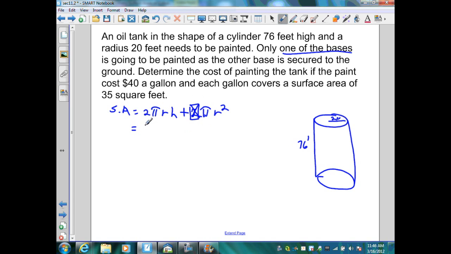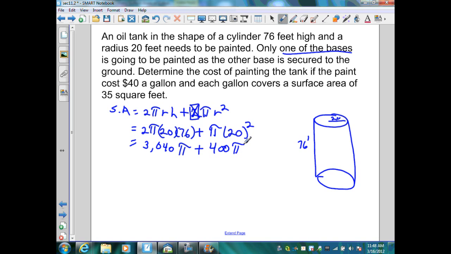So when I substitute, I'm going to have 2 pi r, I know is 20, times the height, which is 76, plus, remember I'm not going to use 2 because I'm going to use one base, which is one circle, so pi times the radius, which I know is 20 squared. When I simplify, I get 3,040 pi plus 400 pi. When I combine like terms, I'm going to get 3,440 pi, which is equal to, when I simplify with an approximation of 3.14, 10,801.6 square feet.